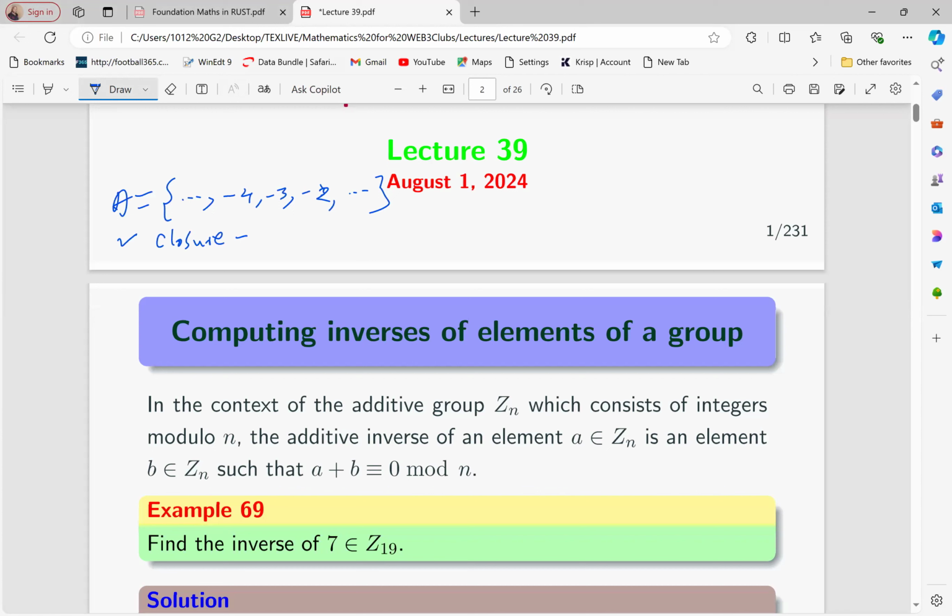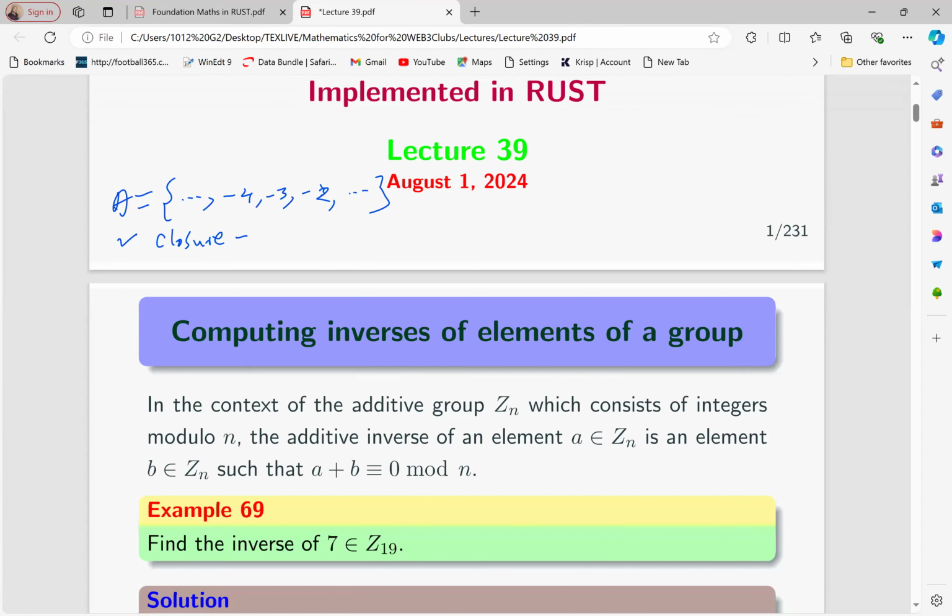And so by closure, what we meant was that if this set is a group under addition, and you take any two elements and add those two elements, the answer that you get must be a member of this set. That's what we mean by closure. But if you want to consider it as a group under multiplication, what you mean by closure is that if you pick any two elements and multiply them, the result that you get must be a member of that set. So if that happens, then you say that this set is closed under multiplication.